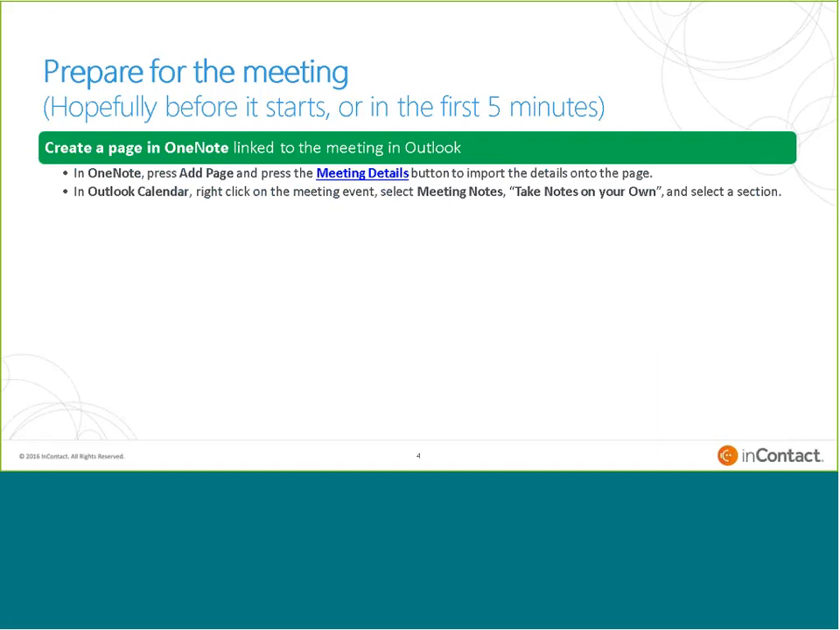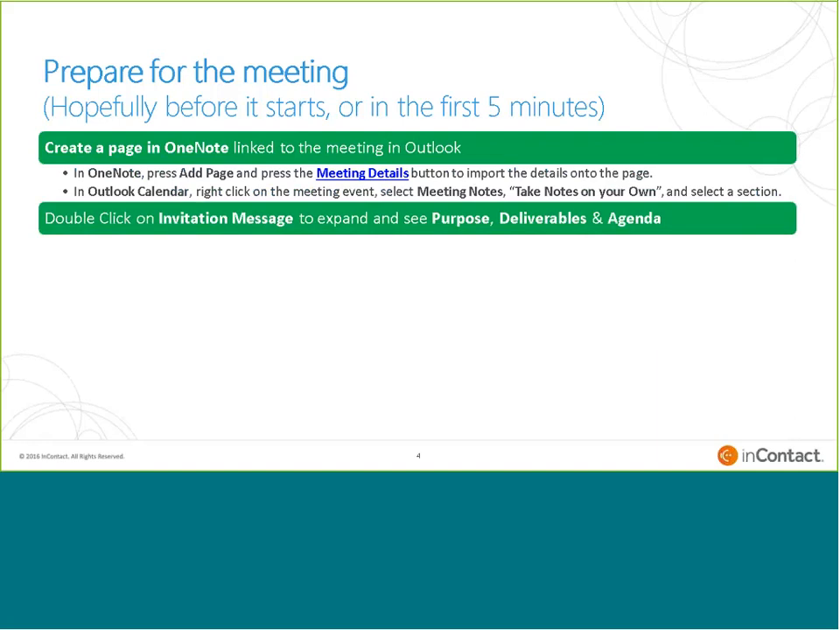I normally do the first one. I just pull up OneNote, add a page, put it where I want it, and then connect the meeting that I want to connect it to. That basically sucks all of the information out of the Outlook meeting invite into your meeting notes. Makes it a whole lot easier and gives you a whole lot of information. Next, double-click on the invitation message to expand and see purpose and deliverables and agenda.